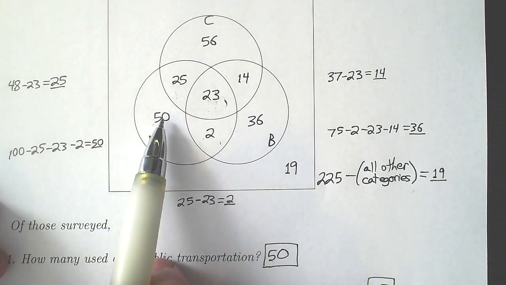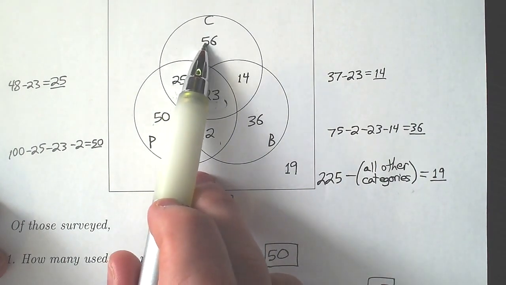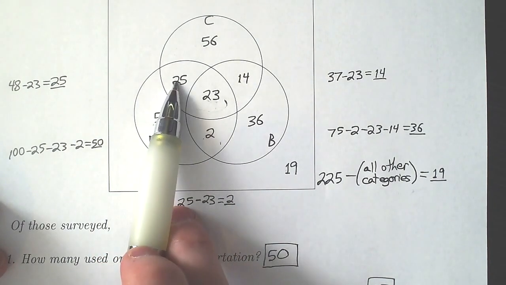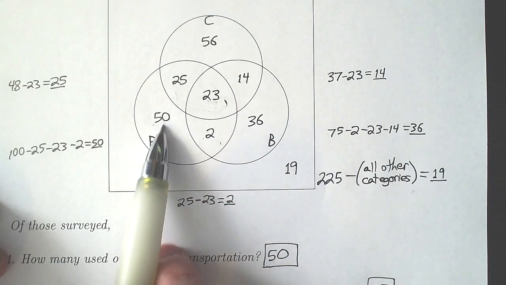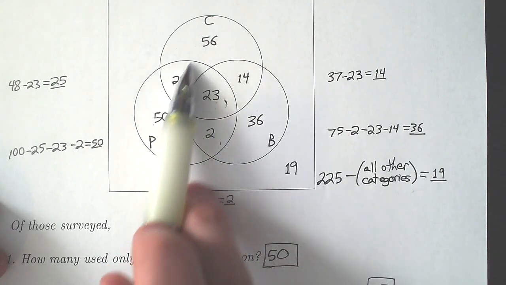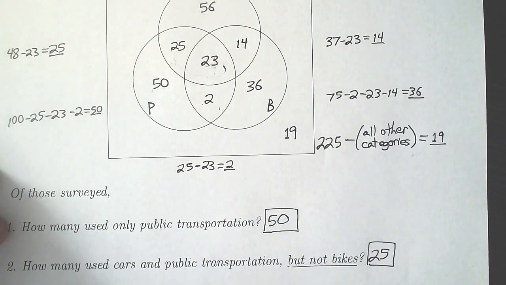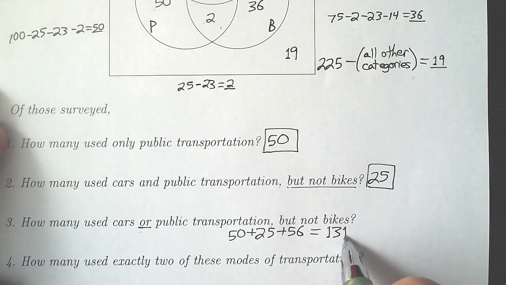So I'm thinking I want these 50, these 25, and these 56. The 50, the 25, and the 56. Wouldn't those be the students who are either the P or the C? But I'm not including anything in the circle of B. So here's what I'll write: 50 plus 25 plus 56 should get 131.